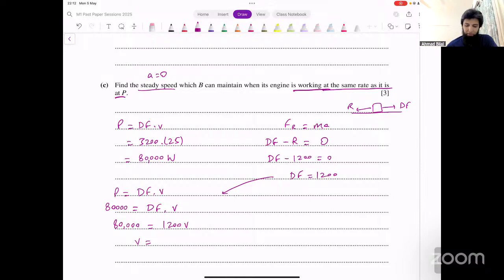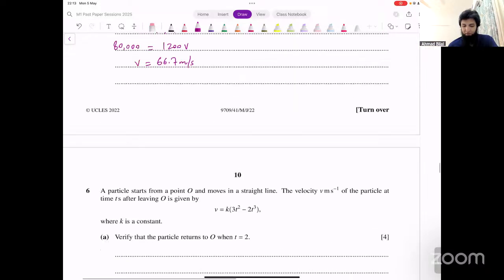What's the value of v that we get? 66.7. Thank you. 66.7 meters per second. That's the velocity, that's the speed that we were looking for, and that's our final answer.